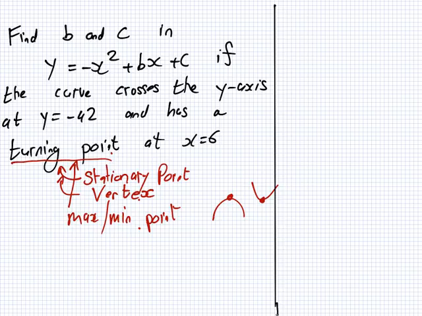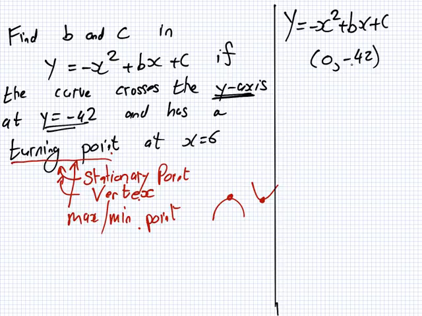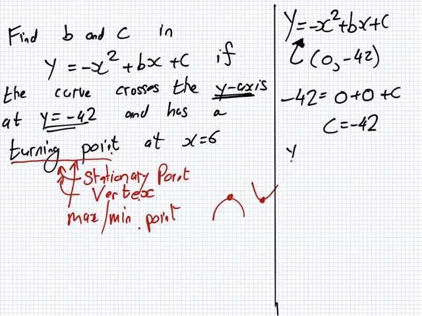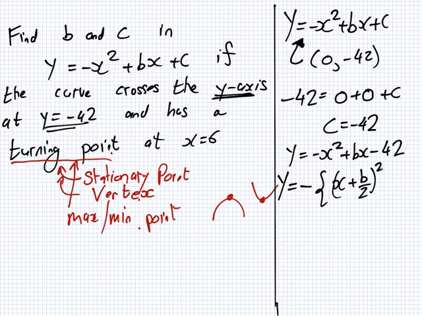Okay, let's have a look at this now. So we have y equals minus x squared plus bx plus c, and you know it crosses the y-axis here. So you know that (0, minus 42) is a point. We can put this point in to get c, because we'll get minus 42 equals 0 plus 0 plus c, so c is minus 42. So we have y equals minus x squared plus bx minus 42. Okay, so we're half finished. Now, to get b, we'll complete the square. y equals minus bracket x plus b over 2 squared plus blah blah blah. I don't actually care about this part at the end.